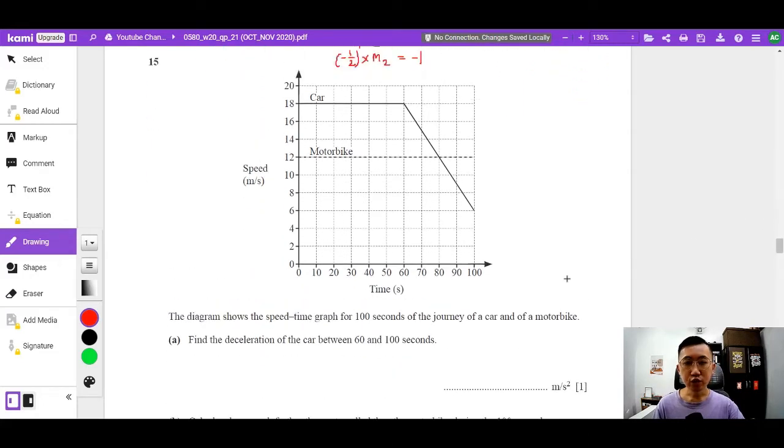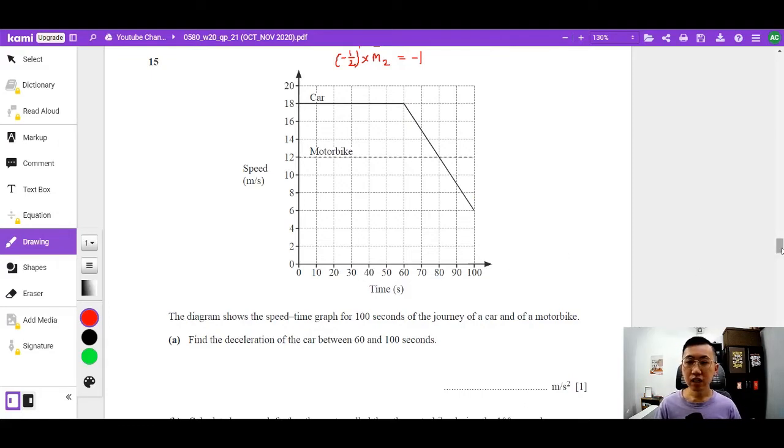So the diagram shows a speed time graph. It's always a speed time graph for 100 seconds. And the journey of a car and a motorbike. Alright, find the deceleration of the car between 60 to 100. Check it out. So car is the solid line. 60 to 100. That means from here to here. This region only. Focus. Okay?